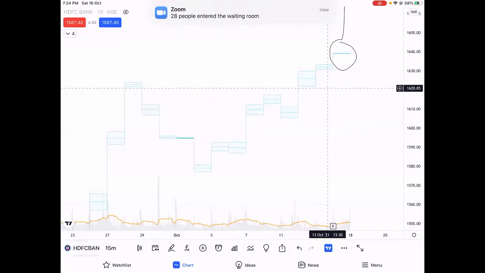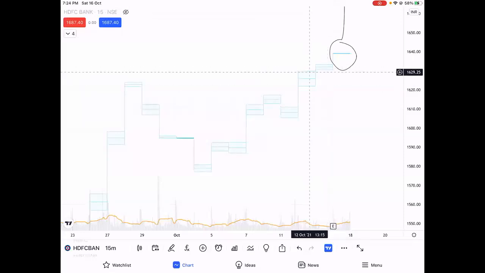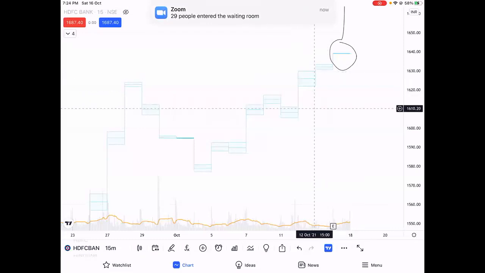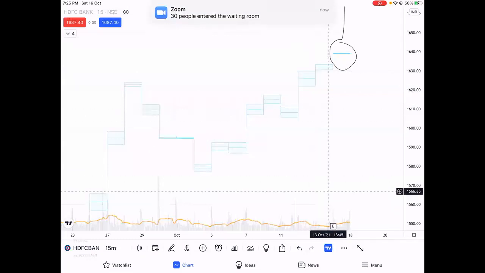Now, how can you say that? Let's say we are talking about HDFC Bank. You might say that HDFC Bank opened at around 1630 and made a low of 1610. Or you can even say it opened at 1630, went and made a low at 1570, but it recovered and closed back near 1625 or 1624.